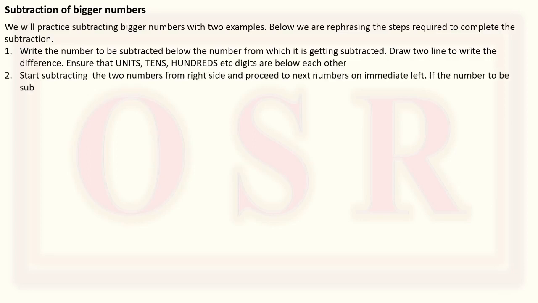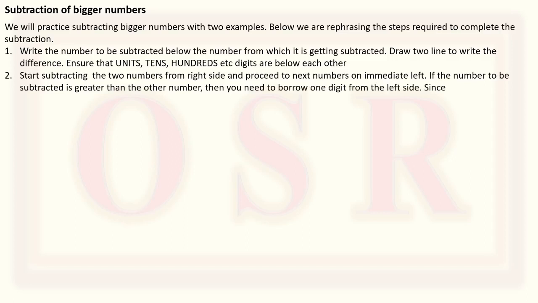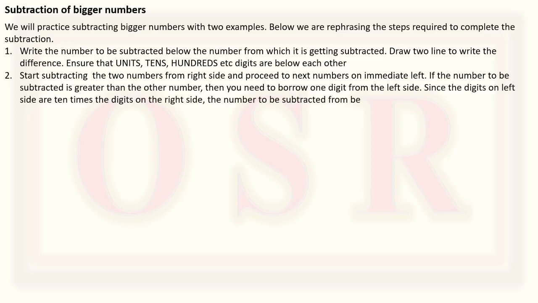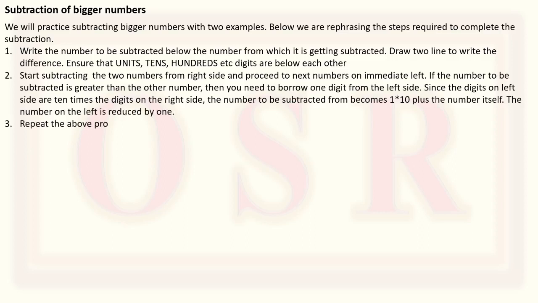If the number to be subtracted is greater than the other number, then you need to borrow one digit from the left side. Since the digits on the left side are 10 times the digits on the right side, the number to be subtracted from becomes 1 into 10 plus the number itself. The number on the left side is reduced by 1. Repeat the above procedure to get the full subtraction. Okay, so these are the steps.